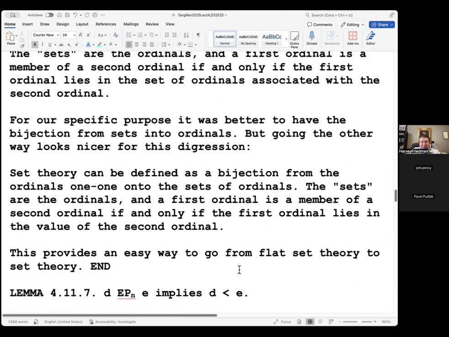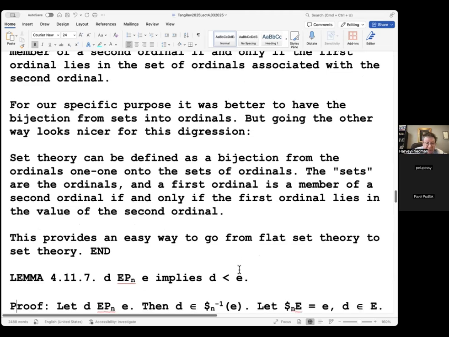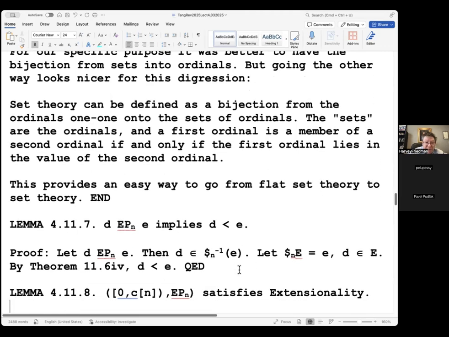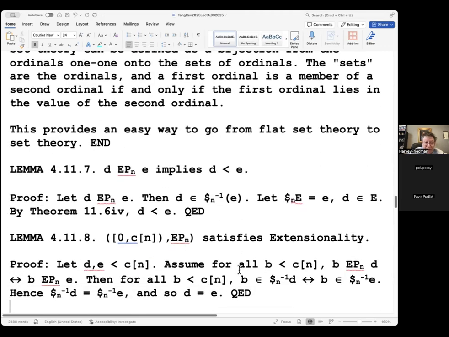By the way, this is a way of talking about set theory with a definable well ordering of the universe. The definable well ordering of the universe is implicit in this way of looking at what set theory is. So this provides an easy way to go from flat set theory to set theory. See?